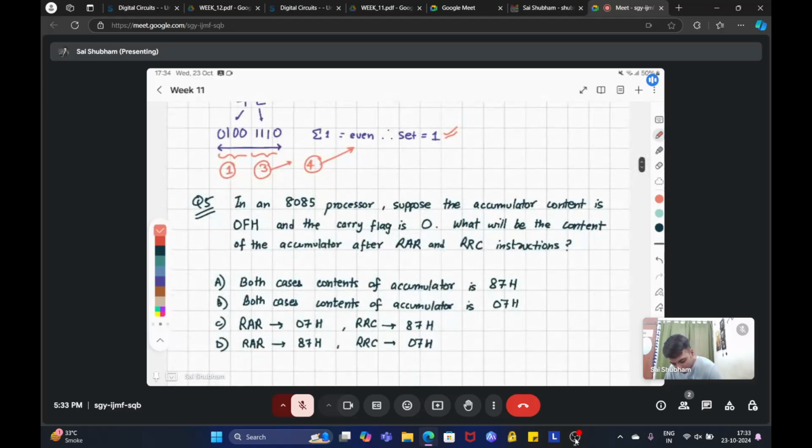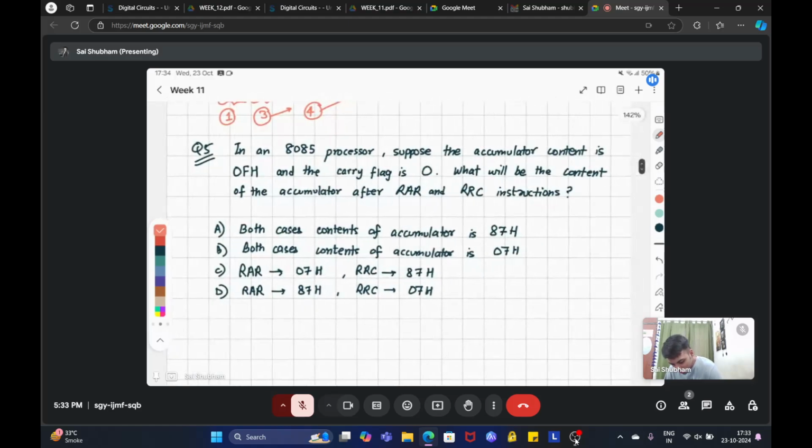In an 8085 processor, suppose the accumulator content is 0FH and the carry flag is 0. What will be the content of the accumulator after the RAR and RRC instructions? Options: in both cases, the content of the accumulator is 87H; in both cases, it is 07H; RAR is 07H and RRC is 87H; or RAR is 87H and RRC is 07H. I will give you 5 minutes to solve this question.